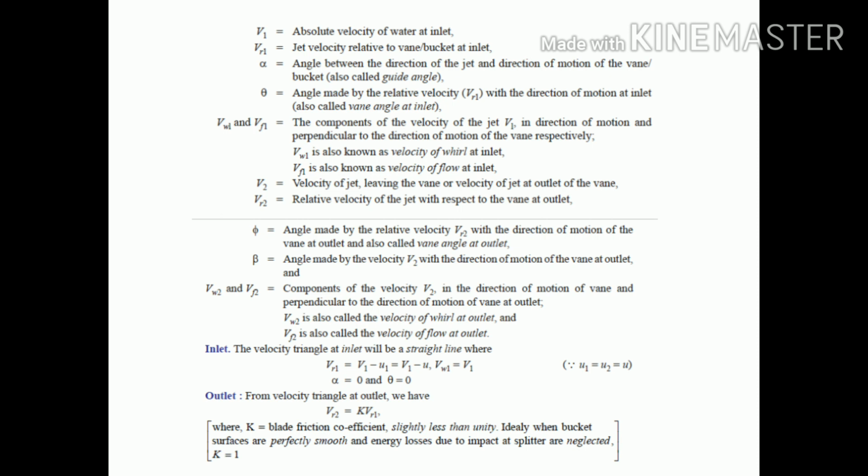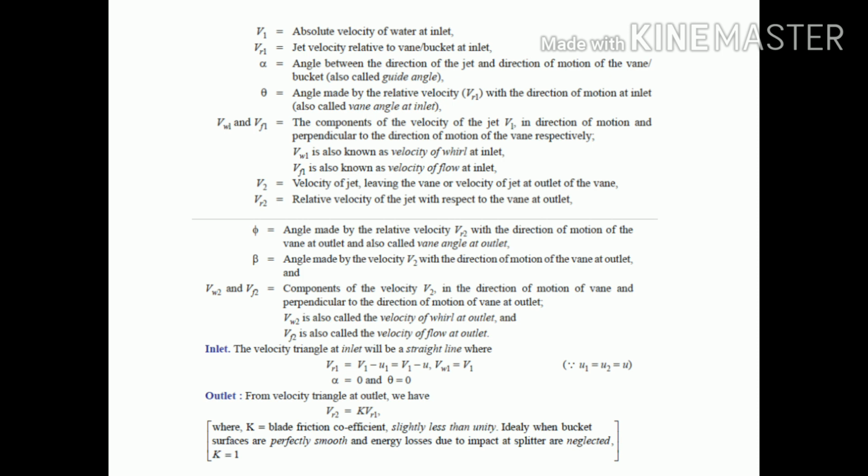Now in the case of the velocity triangle, we have to define these things. Let V1 be the absolute velocity of water at inlet, VR1 the jet velocity relative to the vane at inlet, then VW1 and VF1 are the whirl component and flow velocity at the inlet. Now remember, the whirl velocity is only responsible for the work done on the turbine, and the respective angles for them are alpha and theta. So alpha and theta belong to the inlet velocity triangle.